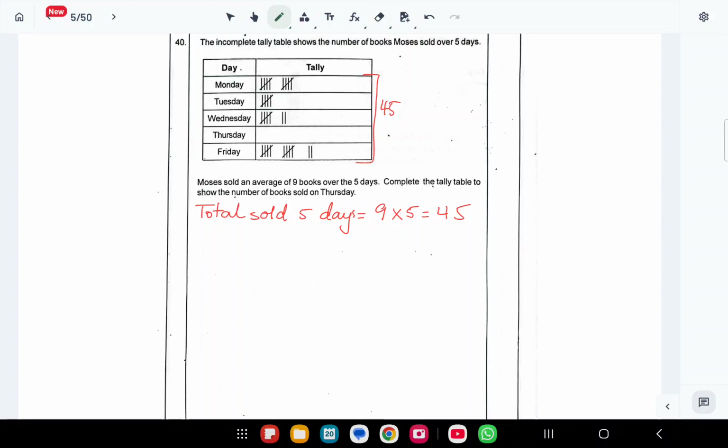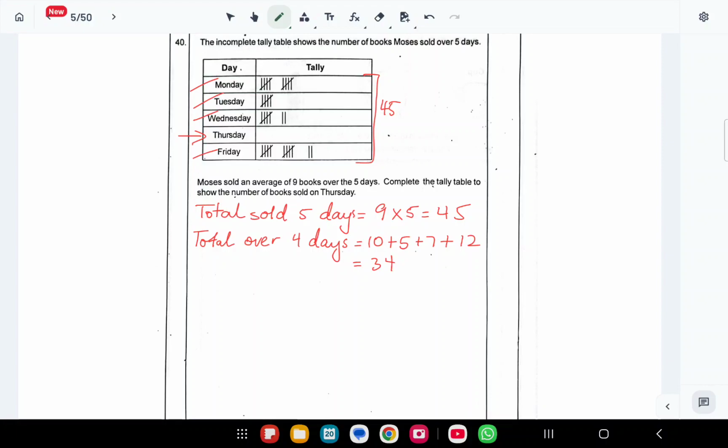Again, to calculate the unknown, which is Thursday, we need to calculate the sum of the known days, which is Monday, Tuesday, Wednesday, and Friday. So the total over 4 days will be the sum of the given values, which is 10 plus 5 plus 7 plus 12. That should equal 34.